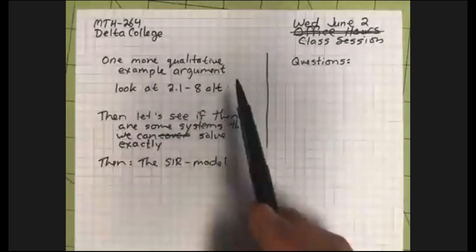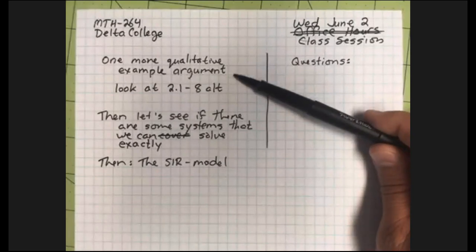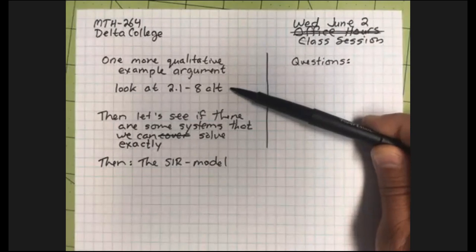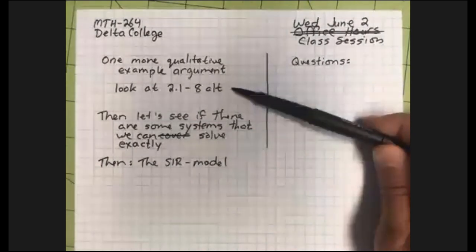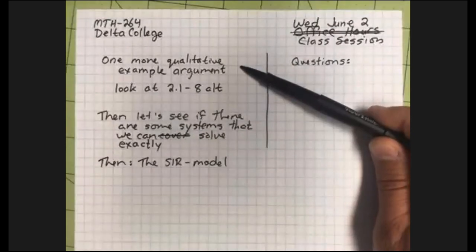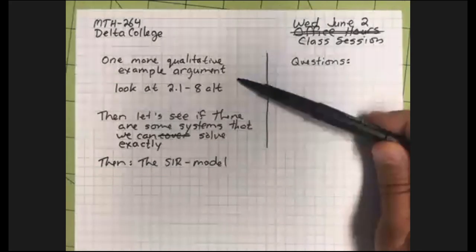So our plan for today is we're going to look one more time at a qualitative argument. And you are doing this problem 2.18 alt. So let me give you a pretty good clue as to how to approach this. And then again, it'll demonstrate the power of the qualitative argument. We are in chapter 2, we are talking about first order systems.